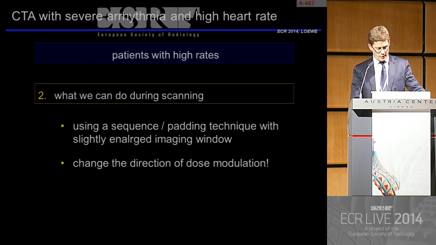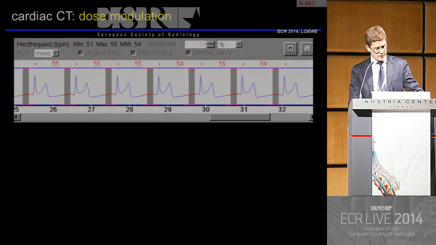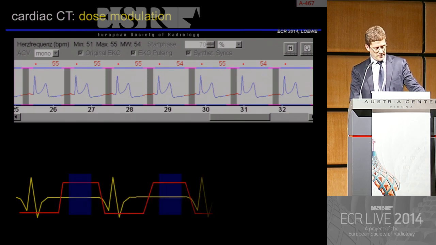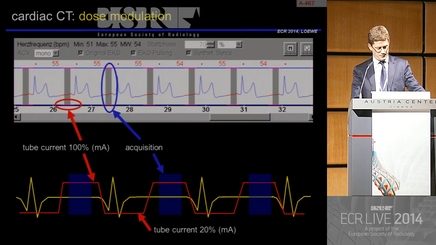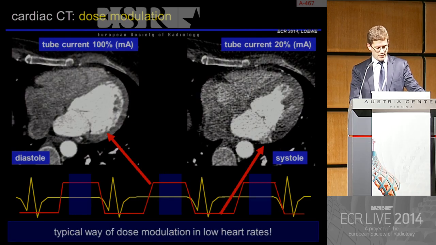Maybe it sounds a little bit strange, but this might be really helpful. In normal patients with a normal target heart rate, usually we use a dose modulation, and it works like this. The radiation exposure is reduced during the time of the systole, since we know that we mainly need the diastolic information. So the typical situation is like here. We have a really good signal-to-noise ratio in the images from the diastole, and we have a big background noise in the systolic images. However, it doesn't matter.